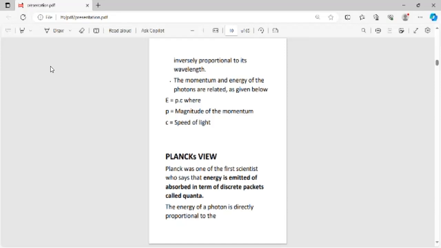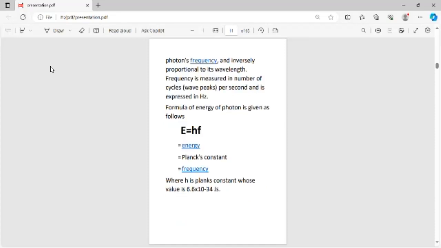Planck's view. Planck was one of the first scientists who said that energy is emitted or absorbed in terms of discrete packets, which he called quanta. The energy of a photon is directly proportional to its frequency, and inversely proportional to its wavelength. Frequency is measured in cycles, which we also call wave peaks per second, and it is expressed in hertz.